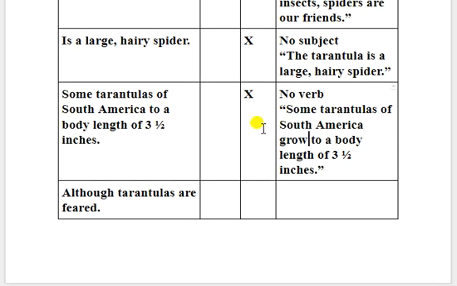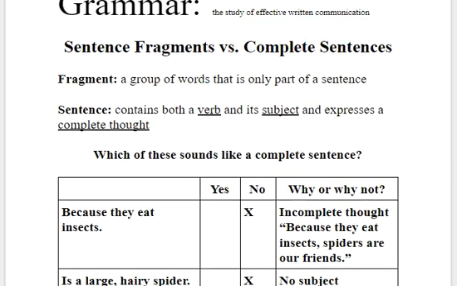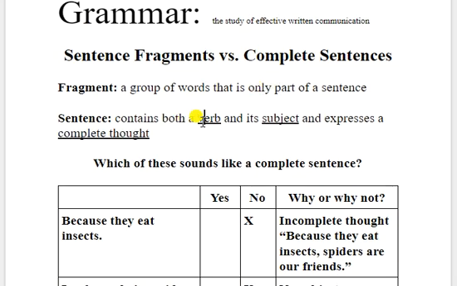How about "although tarantulas are feared"? Do we have a verb here? Although tarantulas are feared? Yes, are feared. That is your verb. Who or what are feared? Tarantulas. So bingo, we have a subject and a verb here. We have the verb, are feared, and the subject, tarantulas.